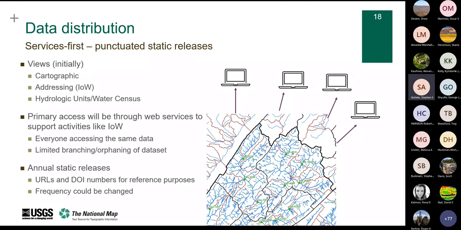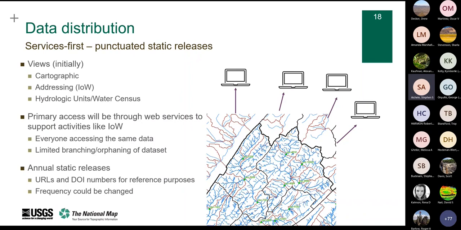Data distribution, we really want to push services rather than sort of download and run uses. Initially, we're going to have 3 views: a cartographic, map making view, a linear referencing, addressing view to support the Internet of Water, and then a hydrologic units view, primarily for water census activities.